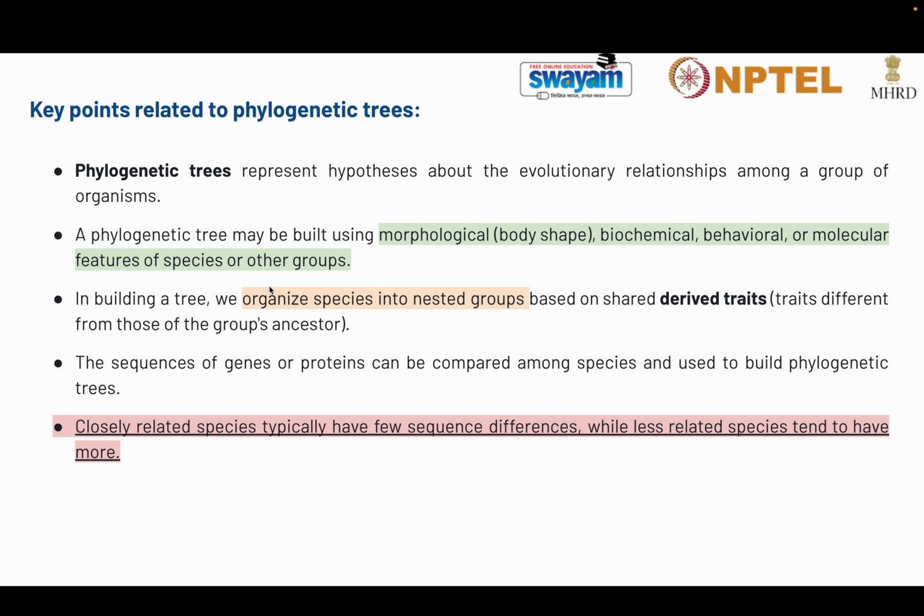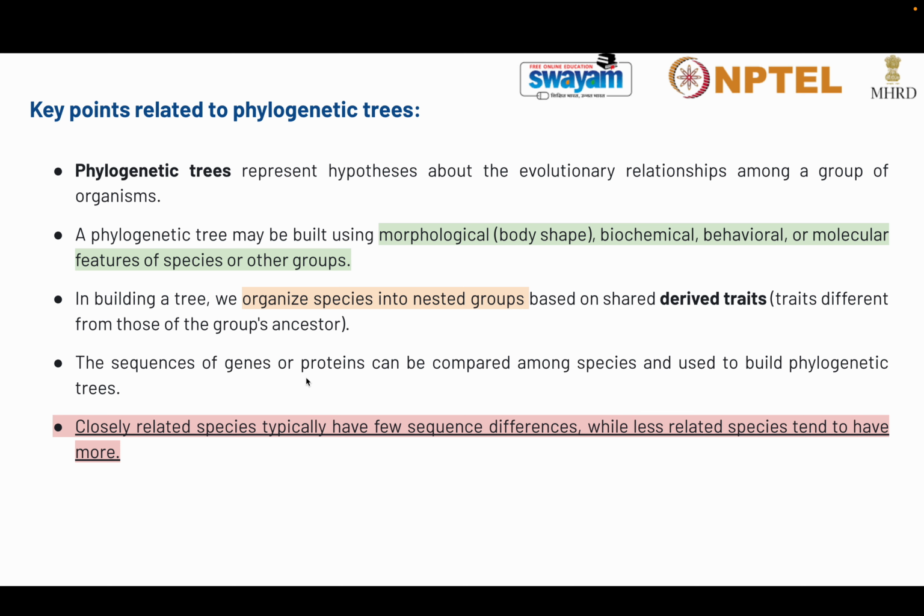or we can also see their behavior. So in building a tree, we organize the species into nested groups based on shared derived traits. Derived trait means the traits which are different from those of the group's ancestor. So if there is a primitive ancestor and the upcoming successor has gained some new feature or new trait, then we place it into a separate branch. We make two branches from the ancestor. One will be with the derived traits and another one with some other trait if it exists.